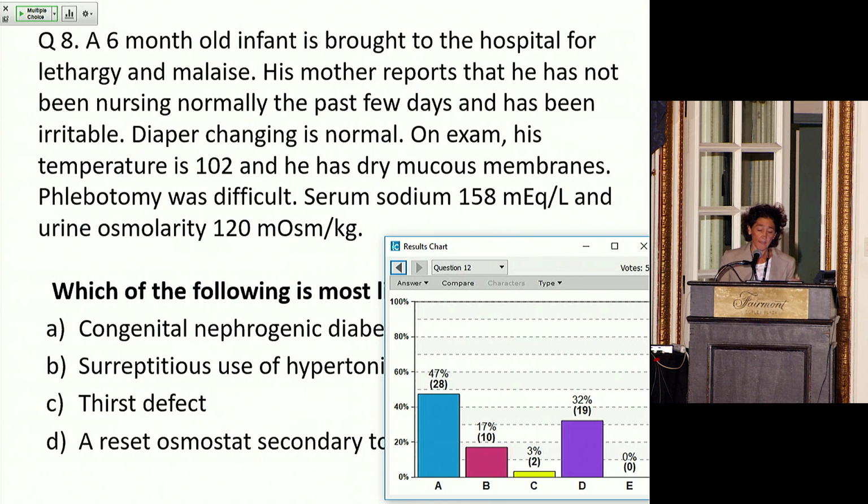And that's why it's unlikely to be the use of hypertonic formula, because then the urine should still be very concentrated. If there's a thirst defect, the urine should still be very concentrated. And that's why those are incorrect. And then the reset osmostat story has to do with hyponatremia. And I'm not sure that I believe it that much, but it doesn't concern hypernatremia. So that's why A is the best answer, congenital nephrogenic diabetes insipidus.